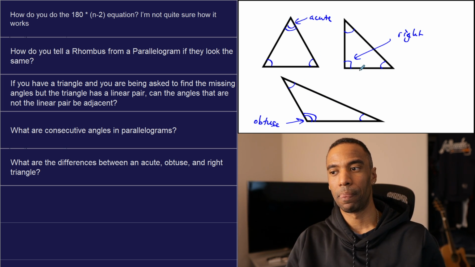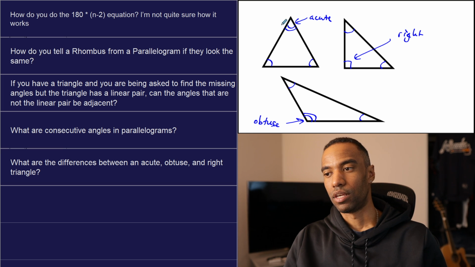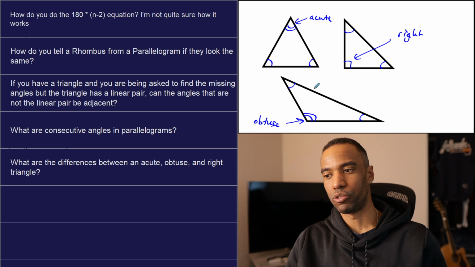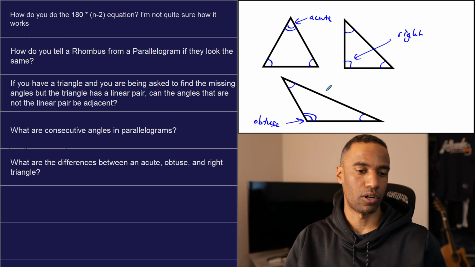What's the difference among them? The largest angle. The largest angle in this one's acute. This probably isn't the largest angle, but you know, all angles in this one are acute. Two of the three are acute here, two of the three are acute here, but the largest angle here is right, the largest angle here is obtuse.